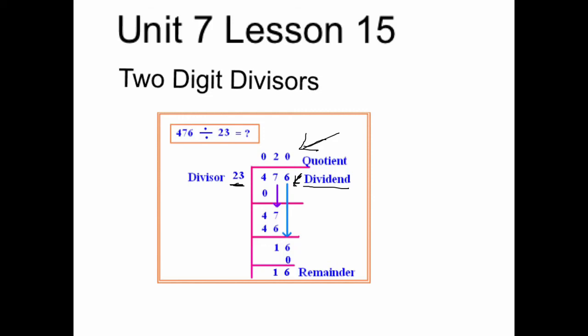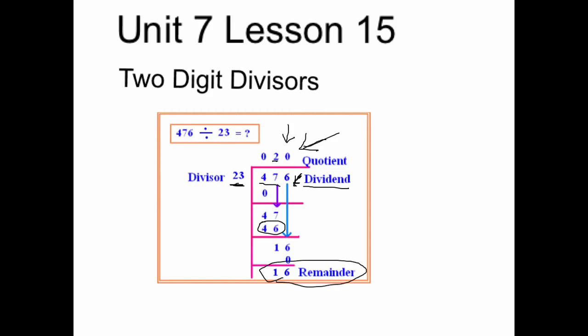The only difference between two-digit divisors and one-digit divisors is that all the steps are the same. They look at how many times 23 goes into 47, and they put 2. 2 times 23 is 46. When they subtract, you get 1. You bring down the 6. How many times does 23 go into 16? 0 times. You need to make sure that you put the 0 there, and then we would have a remainder of 16.